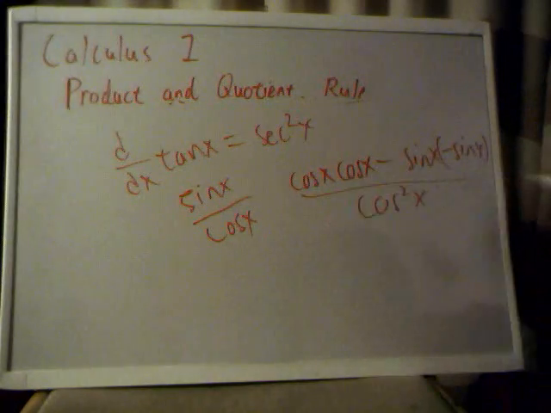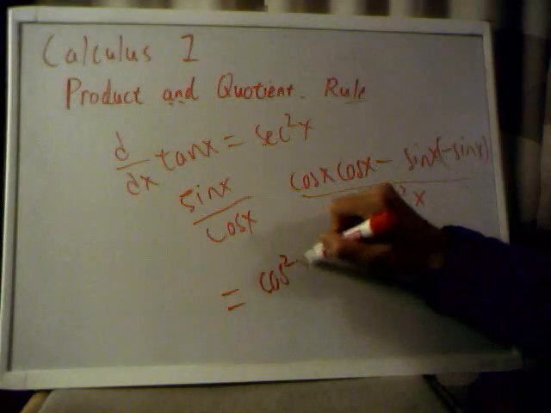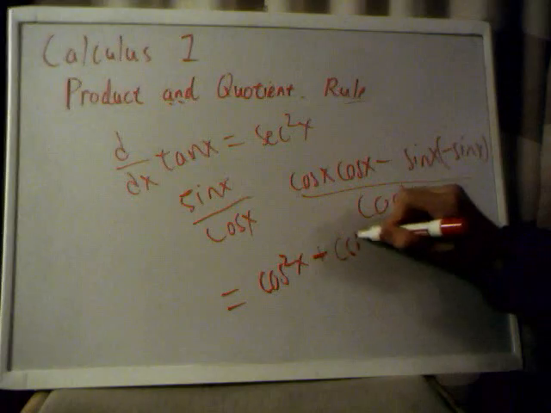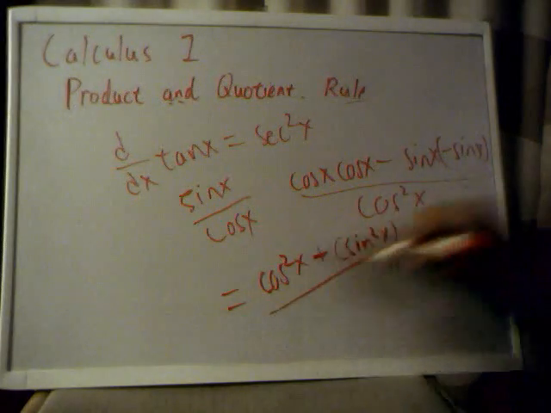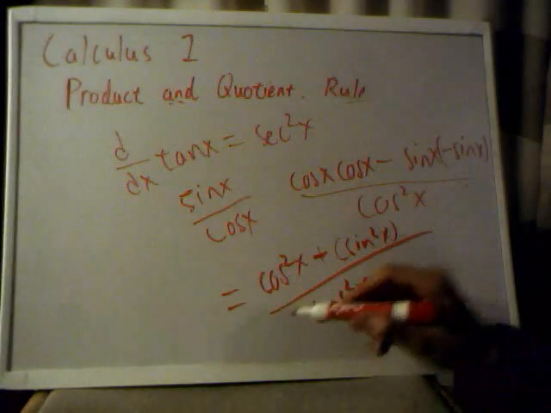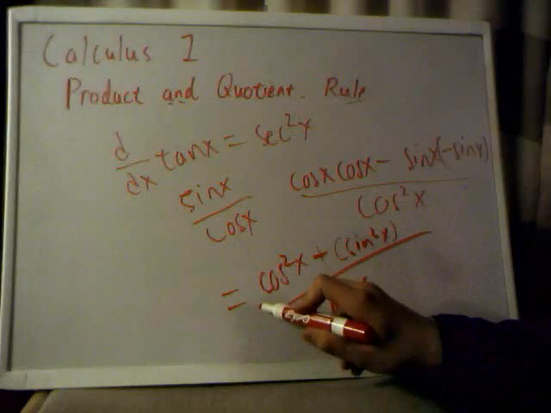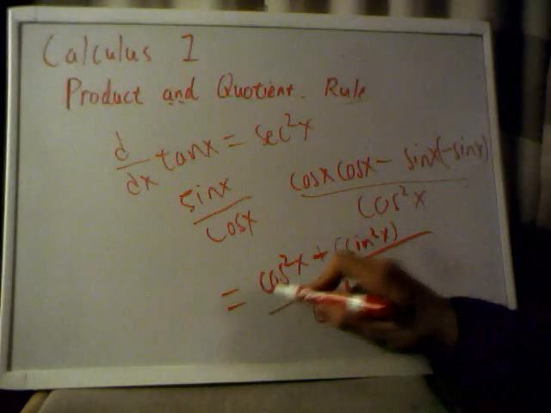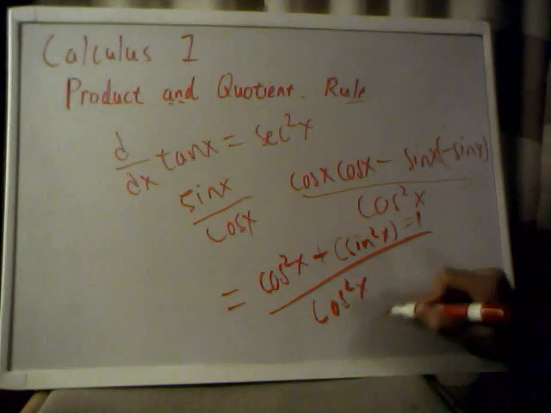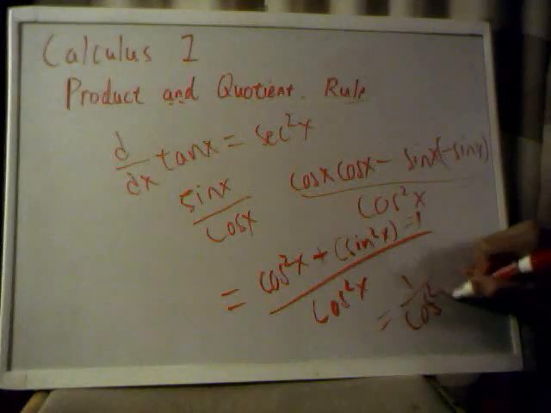So what do you get from this? Well, if you solve this out, you get cosine squared x, the negatives cancel out, so plus sine squared x, and that's all over cosine squared x. So, how are these functions equivalent then? Well, if you recall from your previous classes in geometry, cosine squared x plus sine squared x is equal to 1. So effectively, this expression is equal to 1 over cosine squared x.